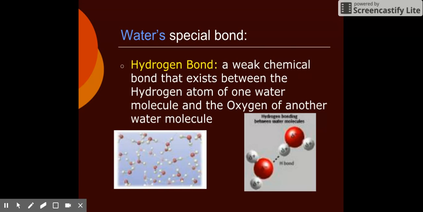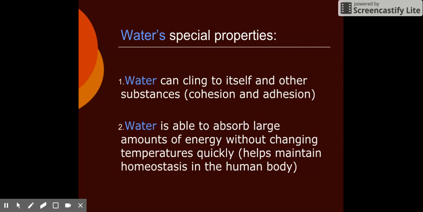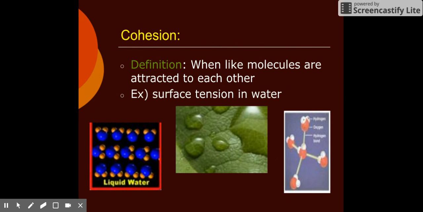And that's actually going to lead to another term. We have another term called cohesion. Cohesion is when these water molecules are attracted to each other and it creates surface tension. A lot of times what you'll see is a water droplet next to another water droplet, and it will just attract to it and make this water droplet bigger.